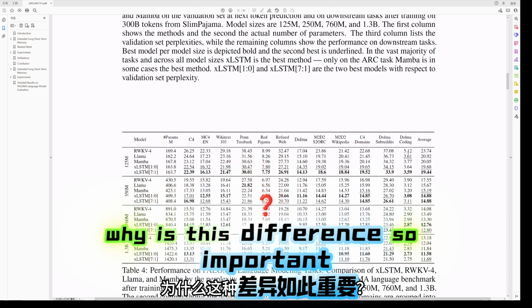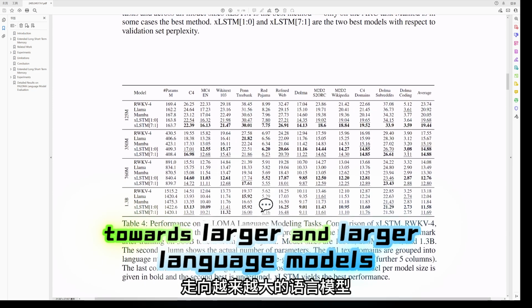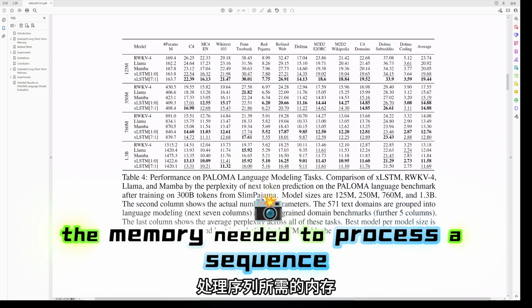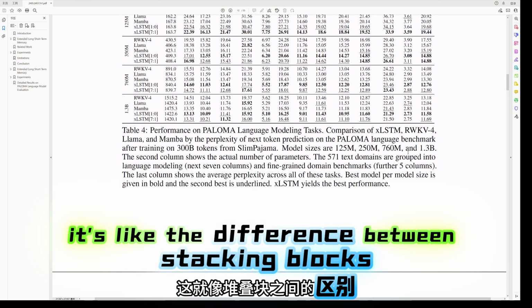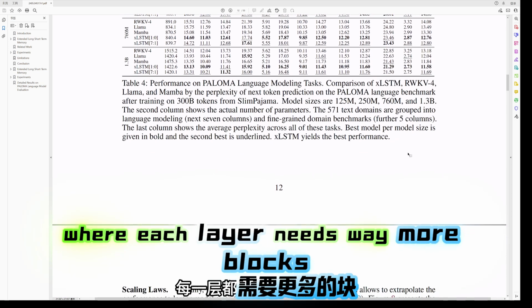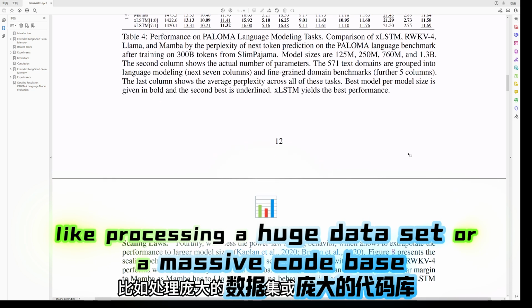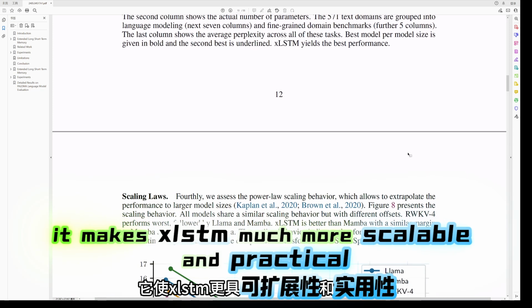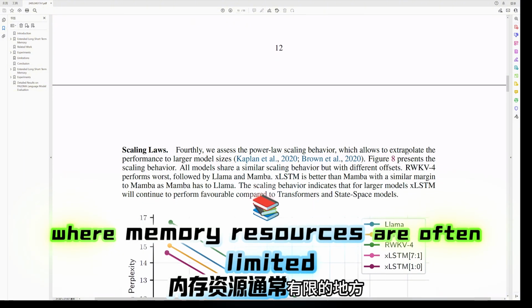Why is this difference so important? It's a critical point, especially as we're moving towards larger and larger language models and dealing with longer and longer sequences. With transformers, the memory needed to process a sequence grows much faster as the sequence length increases. It's like the difference between stacking blocks in a straight line and building a pyramid where each layer needs way more blocks. So for really long sequences, like processing a huge data set or a massive code base, xLSTM's constant memory complexity gives it a major advantage. Exactly. It makes xLSTM much more scalable and practical for real-world applications where memory resources are often limited.